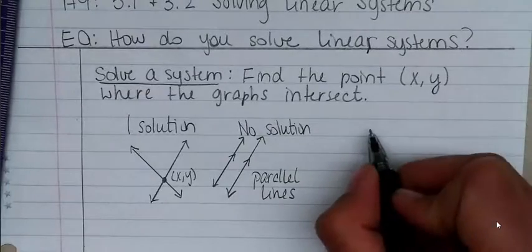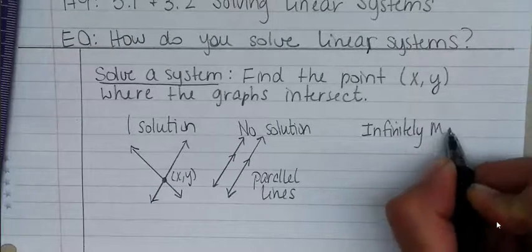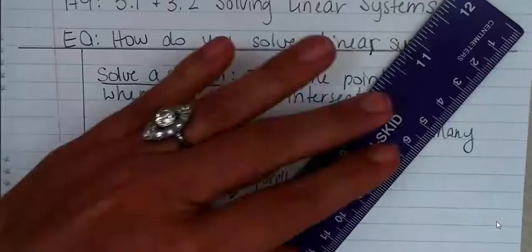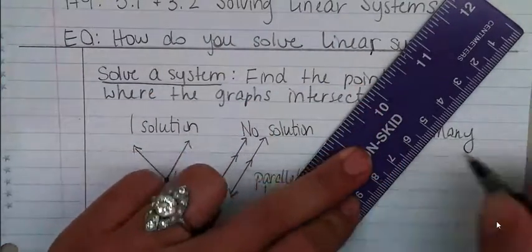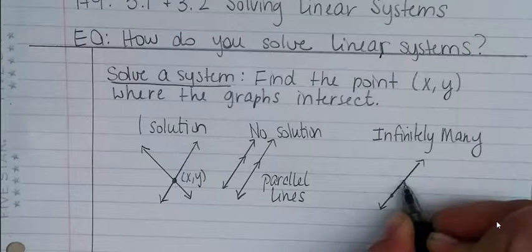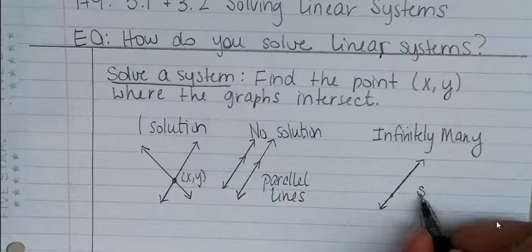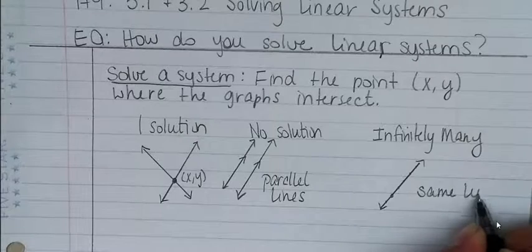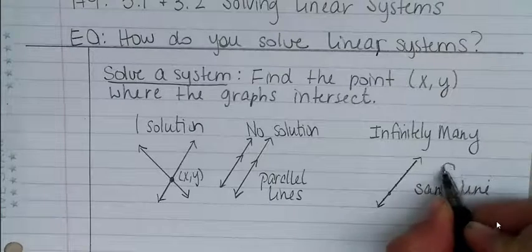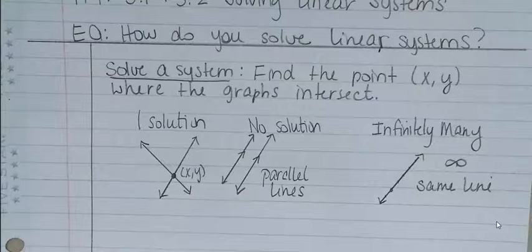And your other option can be infinitely many. So that happens when both of the equations that you're working with happen to be the exact same line. Right? Every point on the line, they're going to have in common. So this is when we have the same line. And a lot of times, instead of saying infinitely many, I'm going to write infinite or infinity. So that could be an abbreviation for you.